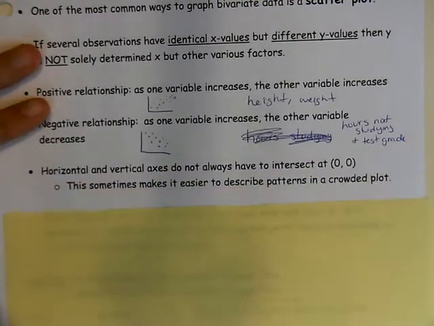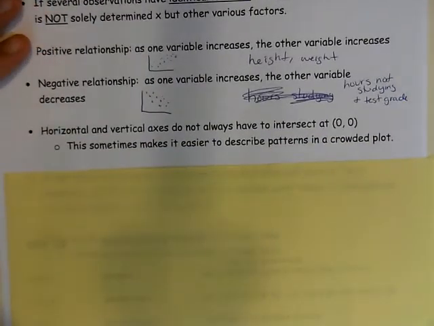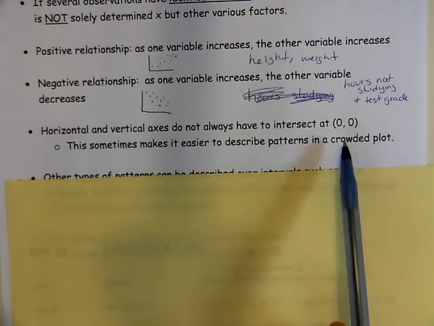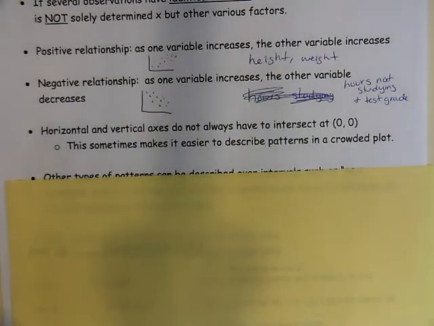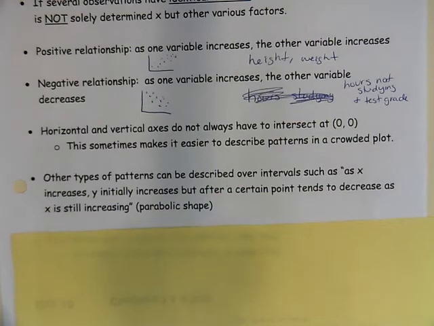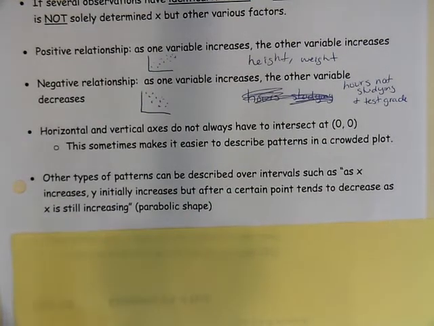Horizontal and vertical axes do not always have to intersect at 0, 0. Sometimes it makes it easier to describe patterns in a crowded plot. Like, if I was looking at height and weight, I wouldn't necessarily start at 0 and 0. I might just look at the class and start at 90 for weight and, I don't know, 4 feet for height. Other types of patterns can be described over intervals, such as x increases, y initially increases, but after a certain point tends to decrease. So if it's parabolic in shape, we're going to get to exponential in Chapter 5.